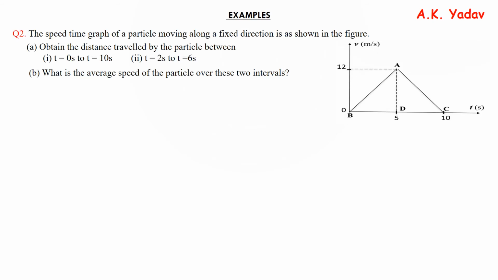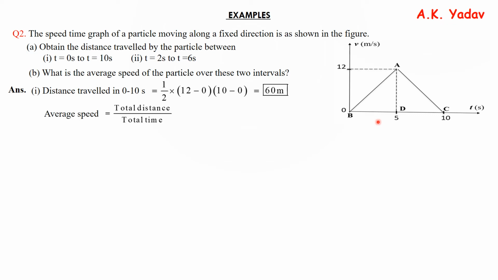Let's move to question number 2. The speed time graph of a particle moving along a fixed direction is shown in the figure. Obtain the distance traveled by the particle between t equal to 0 seconds to t equal to 10 seconds and t equal to 2 seconds to t equal to 6 seconds. What is the average speed of the particle over these two intervals? So the distance traveled in 0 to 10 seconds is equal to the area of this triangle, that is half into altitude, 12 minus 0, and the time part or base, 10 minus 0. So we get 60 meters.